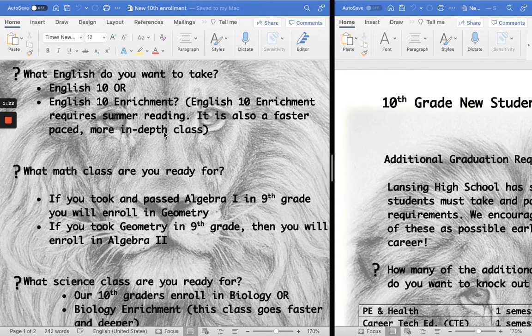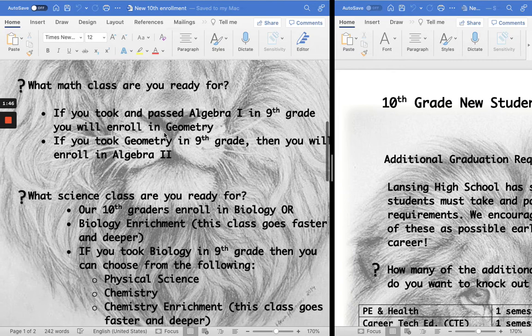It will push you and challenge you to think at a different level, and it will prepare you for similar classes in the future. However, if you're not sure if you're ready for that and you would like to stick with the English 10 on-level class, that is perfectly fine. Then as a junior or senior, if you're ready for AP level coursework, you can absolutely still take those.